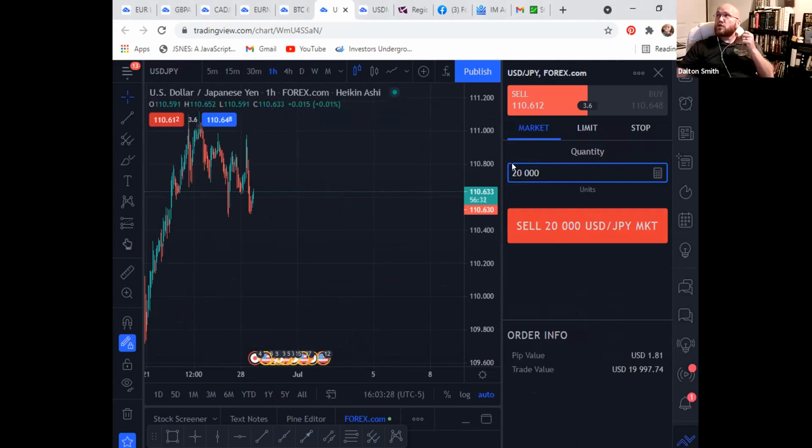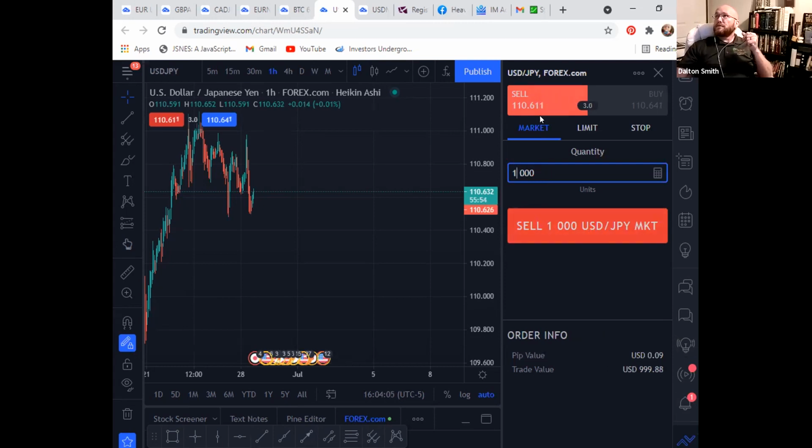So right here, this says 20,000 units. And you might be asking yourself, how much is that worth per pip? All you got to do is look right down here, and it says pip value. Pip value is $1.81, so every pip is worth almost $2 for me. If that's scary, all you got to do is drop your lot size down, and this is going to trade accordingly. Now every pip is worth 9 cents, and we can drop it down again.